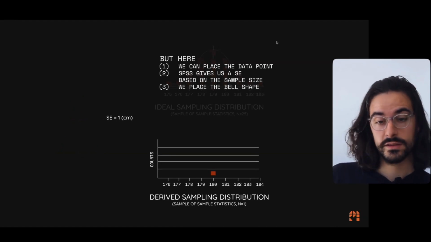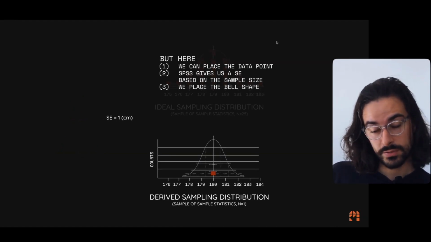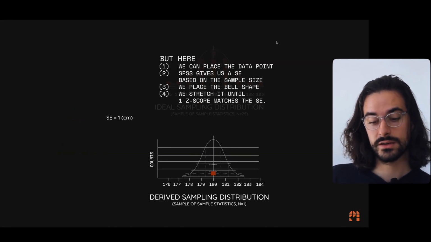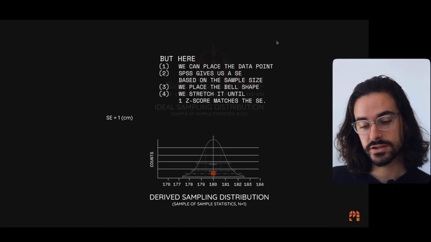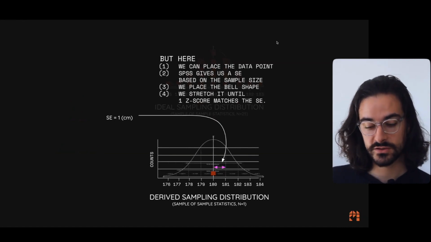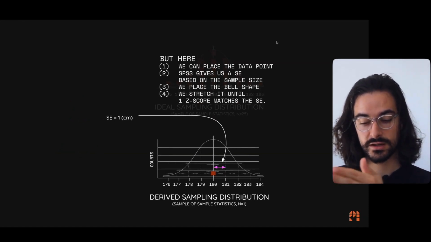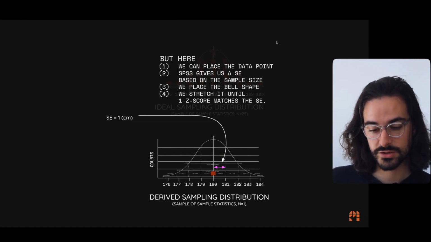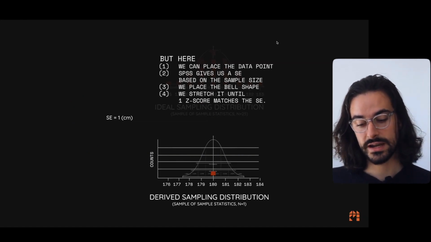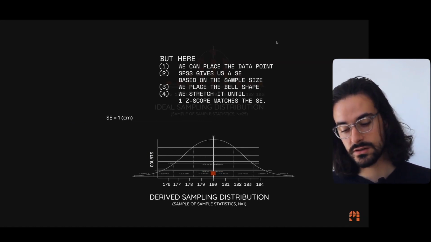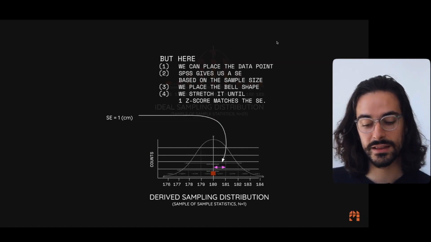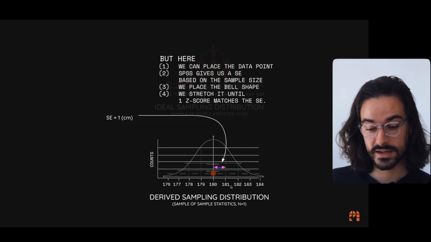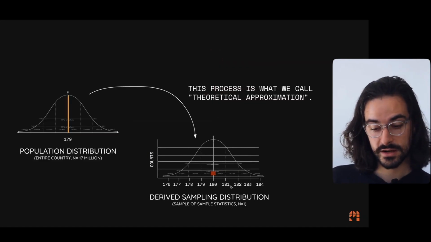And then knowing that the standard error is 1, we're going to place that distribution there, and we're going to stretch it until one z-score matches the standard error. So what's one z-score? A z-score is the distance between the middle bar and the first bar away from the middle, away from the average. So we're stretching this in and out, and then we finally found this distance, right, of 180 to 181. That's a 1 centimeter distance, and that's also the standard error.